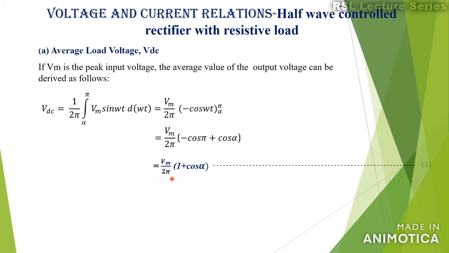Suppose we substitute alpha equal to 0. Then we will obtain the maximum value of the output voltage. Here if we substitute 0, it will become 1 plus 1, 2. So 2 will get cancelled and the remaining term is Vm by pi. So this Vm by pi is nothing but the maximum value of the output voltage. Here by varying this alpha value, we can vary the load voltage. The average value of the load voltage can be varied by varying this alpha value.